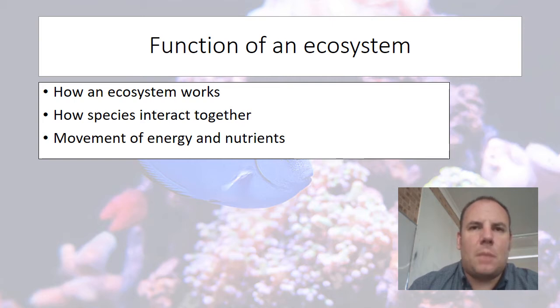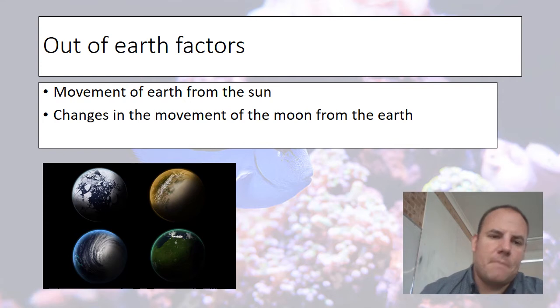So last lesson we talked about trophic levels and the loss of energy. We talked about nutrient cycles, the carbon cycle, oxygen cycle, water cycle. So we're talking about how something works, and we're looking at what factors can affect that function of an ecosystem. So here are some examples. I've got here out of Earth factors. So these are outside anything we can do.